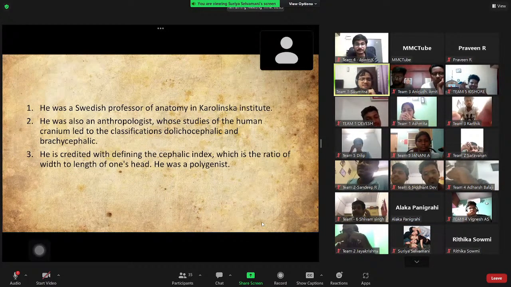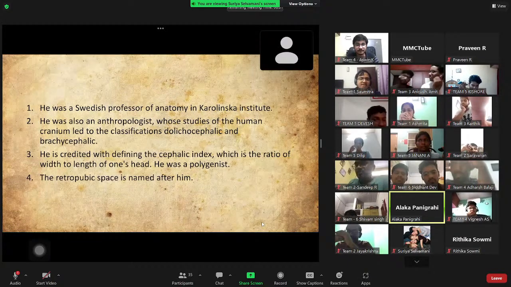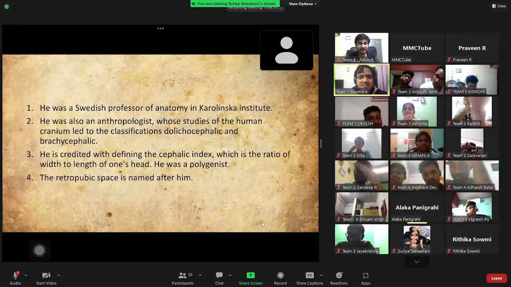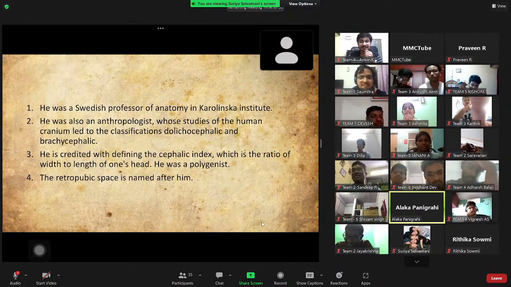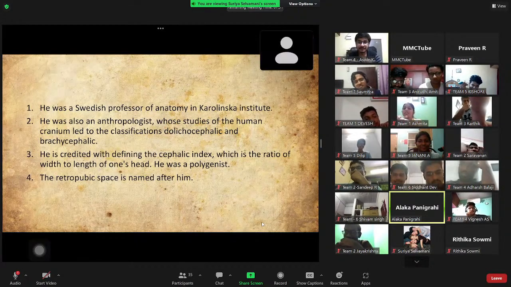Next clue. The retropubic space is named after him. Retzius. Okay, so team 1 gets 10 points. What about team 2 and team 5?